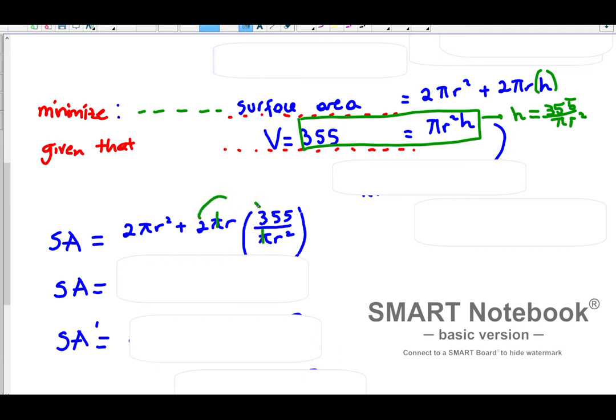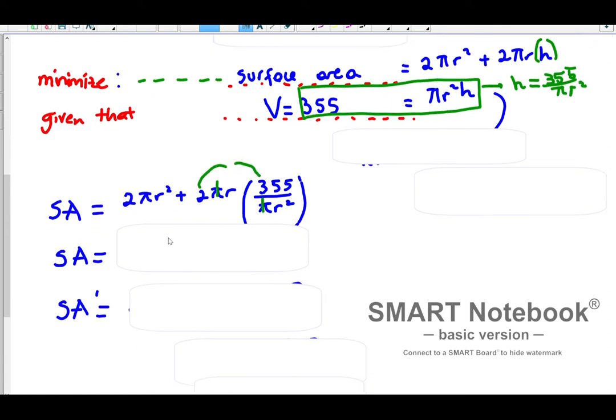And don't forget to multiply 2 times 355 to get 710. So this is our surface area equation in simplified version: 2 pi r squared plus 710 over r. Now we're ready to differentiate. So the remaining steps are going to be pretty much similar to all the other problems we have done.